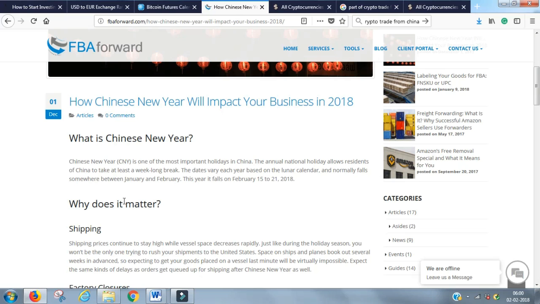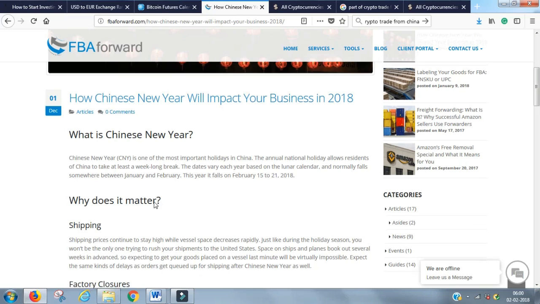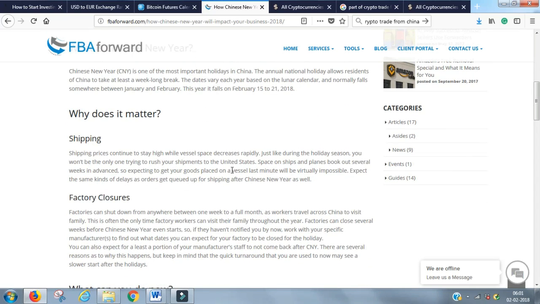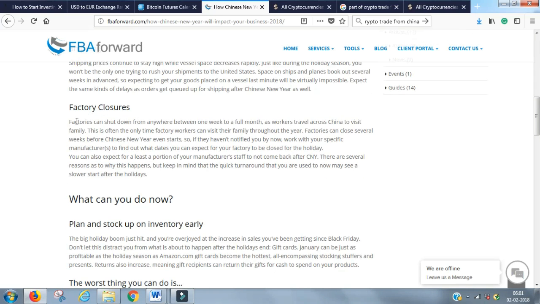And why does it matter? Here comes the interesting thing. In terms of shipping, it says that vessels are filled. If you want to have something shipped out there, you have to do it well in advance, because vessels are too filled, so there will be delays. And the same with factories: as it says, factories can shut down for anywhere between 1 week and a full month, as workers travel across China to visit family.